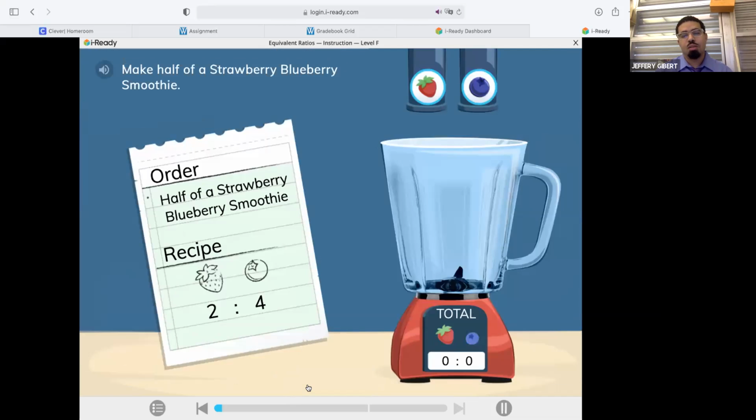Make half of a strawberry blueberry smoothie. All right, so they said make half. So we'll go with David. What's half of the strawberries? 1. All right, and what's half of the blueberries? 2. So when it says make half, that's what you do. Take half of the strawberries, half of 2 is 1. Take half of the blueberries, half of 4 is 2. Way to go!